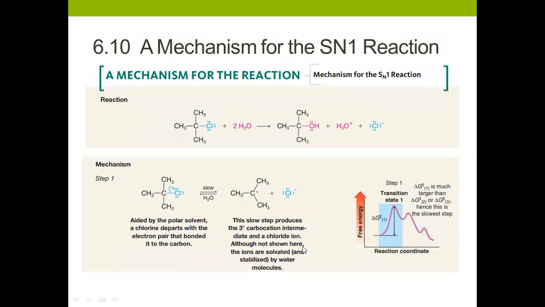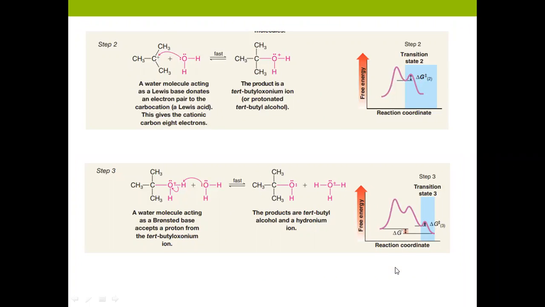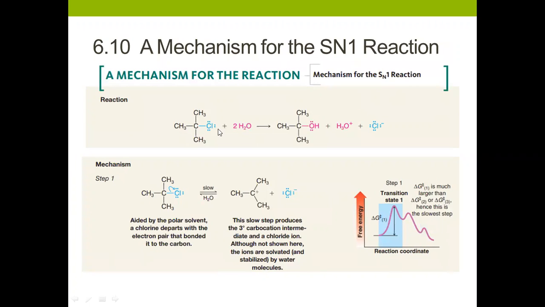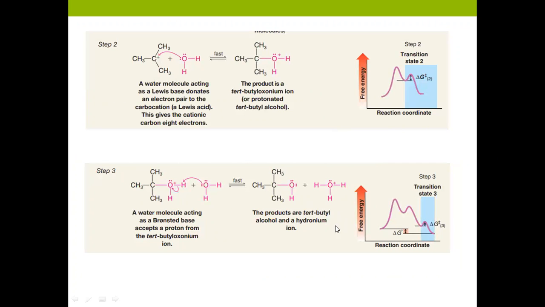And if you sum up step 1, step 2, and step 3, your overall reaction will be the formation of this alcohol, your hydronium ion, and your chloride ion. Where is your chloride ion formed? It's in step 1. And where are your alcohol and H3O plus formed? It is in the last step.